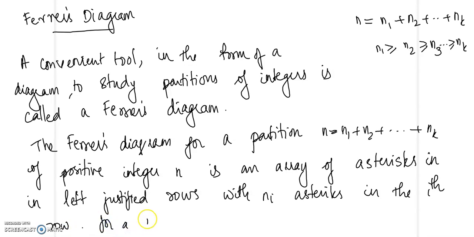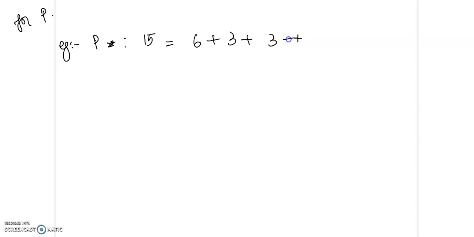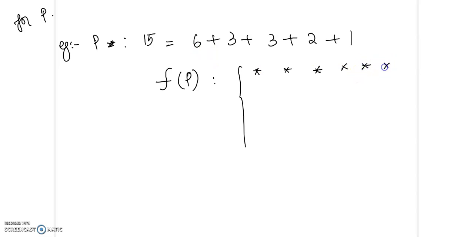And for a partition P, F of P denotes the Ferrers diagram for P. This is a notation for the Ferrers diagram. Now suppose you are given a partition for the number 15. So the partition is 6 plus 3 plus 3 plus 2 plus 1. So for F of P you will have asterisks in the rows. Corresponding to 6, you will have 6 asterisks.